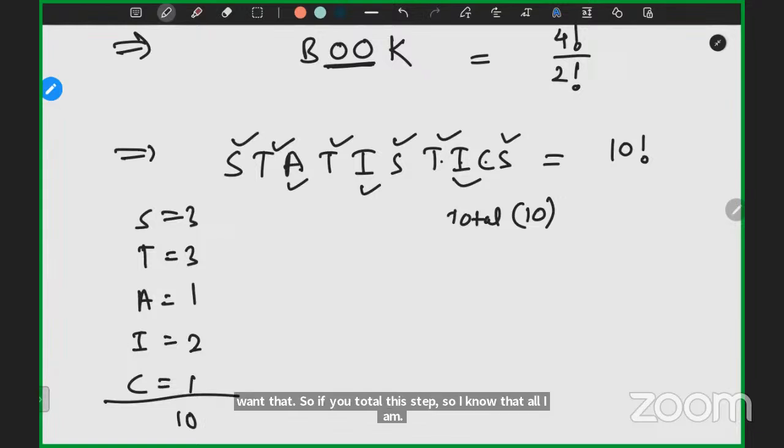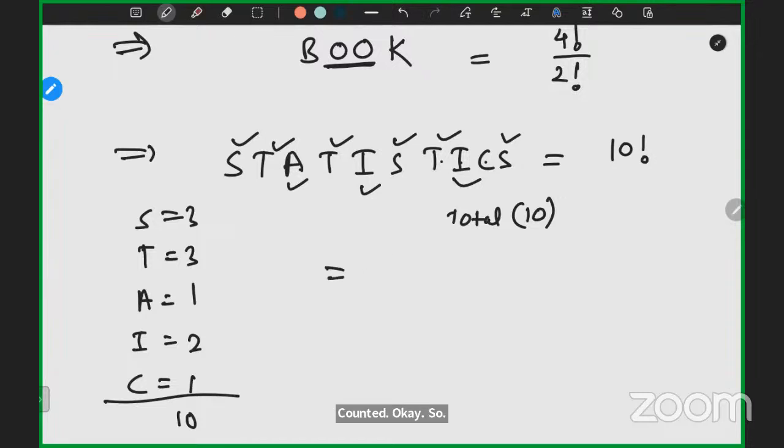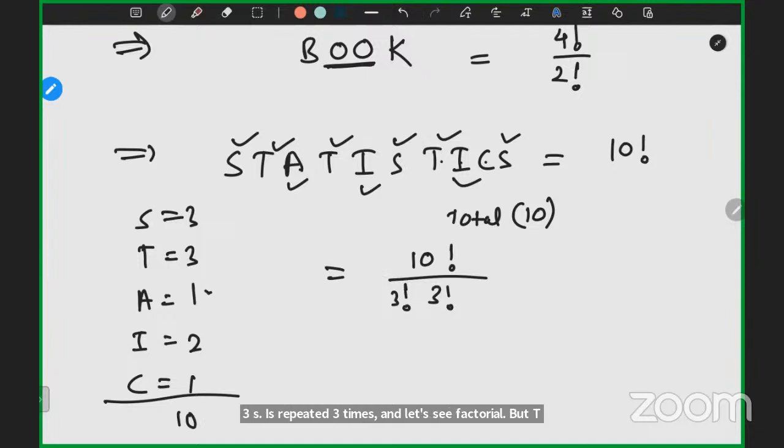So this way I know that the number of ways to arrange 10 distinct items is 10 factorial. And if they are repeating, I have to divide by that. So S is repeating 3 times, I'll write 3 factorial. The T is repeating 3 times, so I'll write 3 factorial. A is repeating 1 time, so I can ignore it. This is actually multiplication in between, just in case you don't know. Then I is 2 times, so I'll write 2 factorial, and I'll just skip the C part.